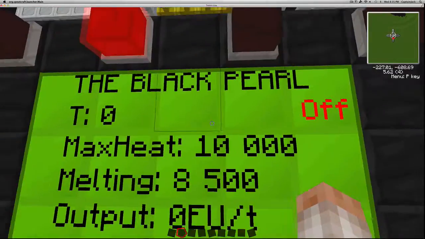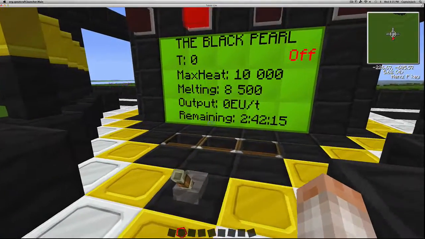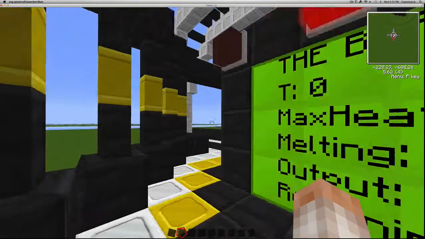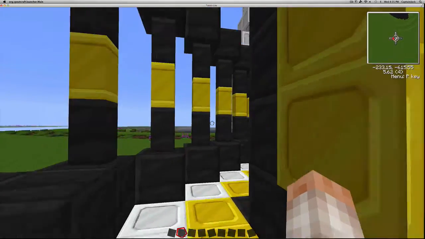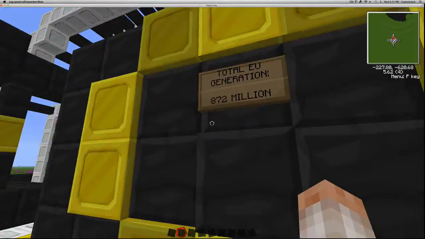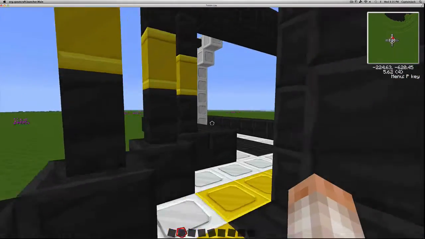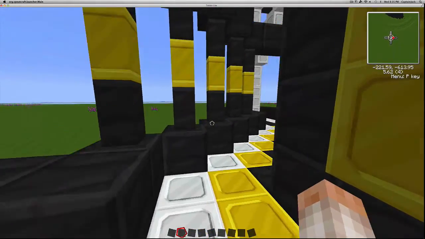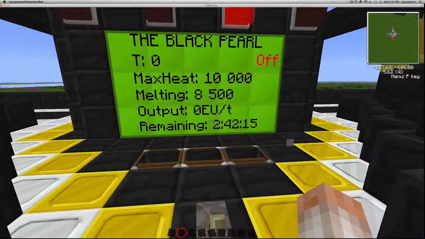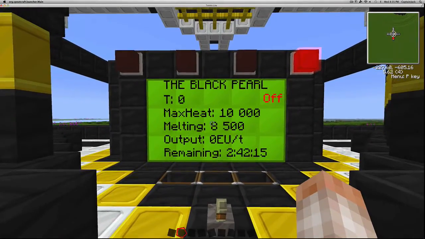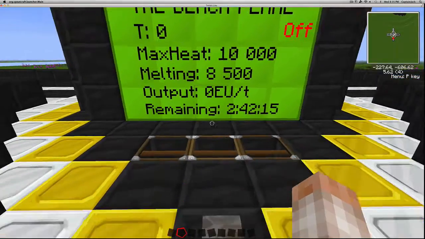This is the Black Pearl, nigh uncatchable. And this thing makes a lot of energy. Actually, the total EU generation of this nuclear reactor, 872 million EU, is what this thing is going to put out before it burns out all of its quad uranium cells. It's a beast. Let me flip it on here, take one quick look at it, and hopefully it'll whet your appetite for things to come.